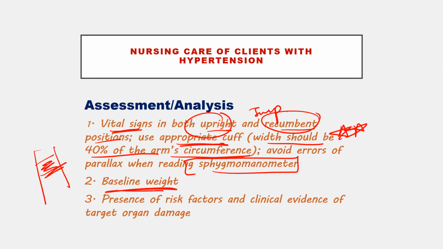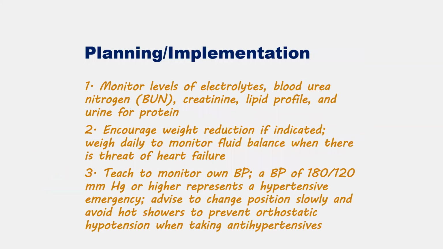We have to check the baseline weight so that we can advise for the lifestyle modifications. Presence of risk factors and clinical evidence of the target organ damage. So we have to look for the evidence of what is the target organ damage and what are the present risk factors in the patient.